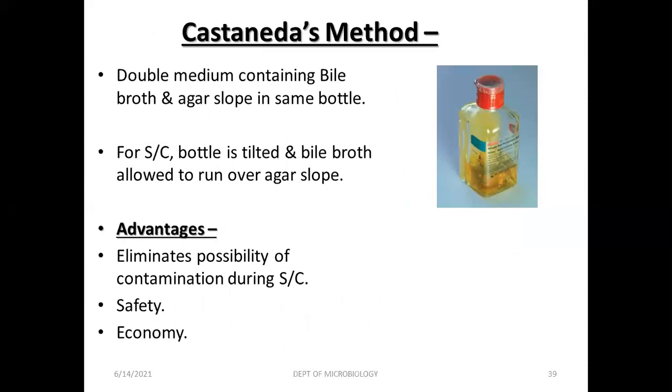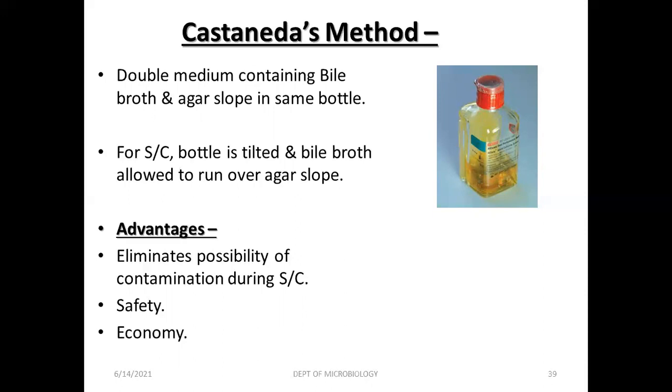Next method is Castaneda's method. Why do we need to employ this Castaneda's or biphasic method? Because you have to subculture repeatedly for 10 days. Regularly you have to prepare MacConkey and DCA to subculture, and if it is not grown, that will be the end. And again, when you open the blood culture bottle repeatedly, it may contaminate the original culture, or it may infect the person who is performing the test.